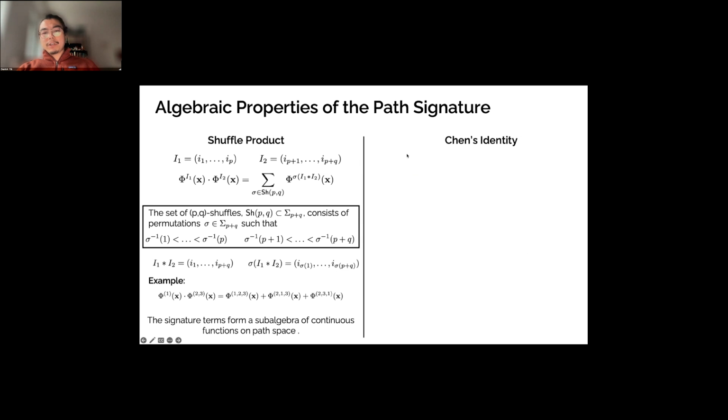But first, I also want to highlight the second algebraic property, which is Chen's identity. If I have two paths, say alpha and beta, I can look at the concatenation of these two. And the path signature preserves this concatenation structure. So the signature of the concatenated path will be the tensor product of their two signatures.